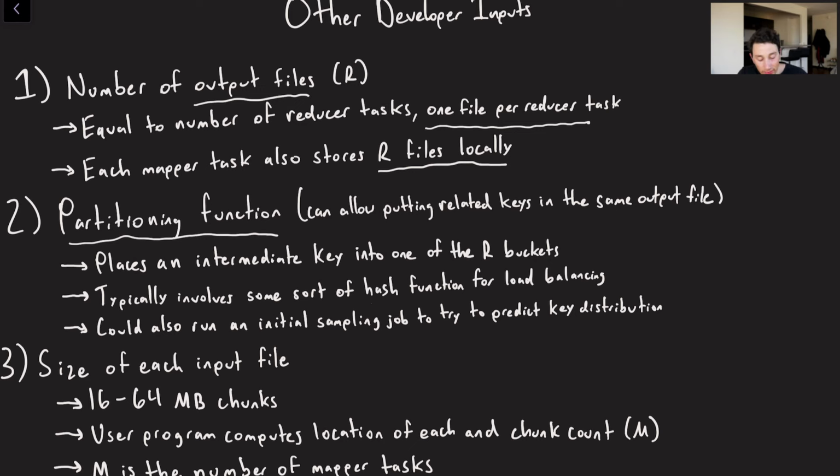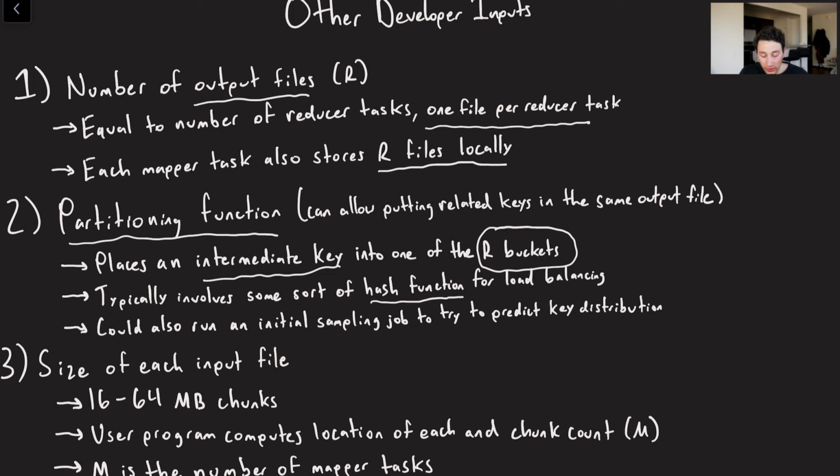But typically it's going to rely on some sort of hash function so that we can make sure that we're load balancing keys appropriately. It takes one of those intermediate keys, which is the result of a mapping function, and places it into one of the R buckets that we create on every single mapper node. Another thing you can do, if you're concerned that it's possible we have one key that has a ton of entries and most others don't, is run an initial MapReduce job to perform some sort of sampling on the data, to get a better sense of what to provide as the partitioning function for your actual MapReduce job, not the sampling one.